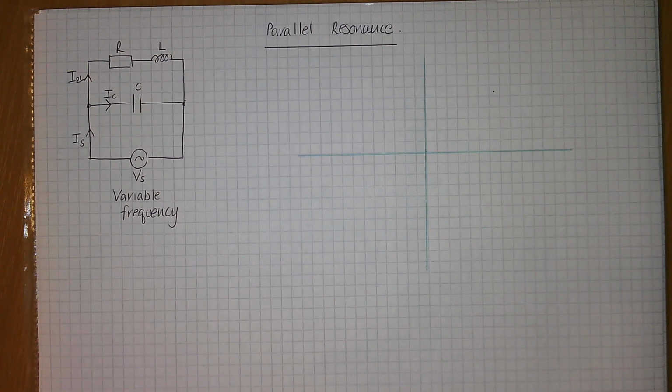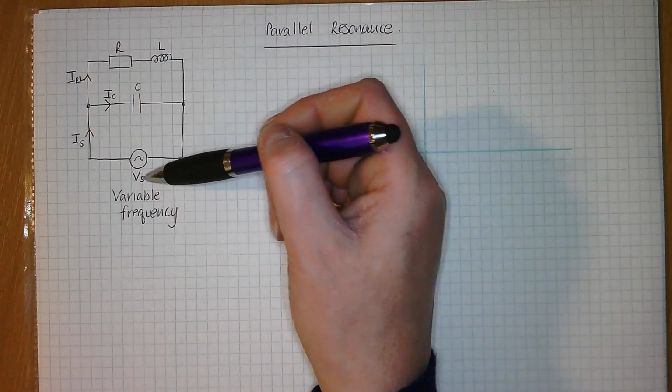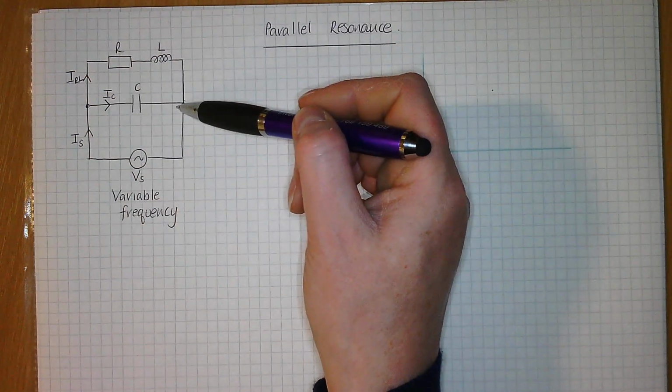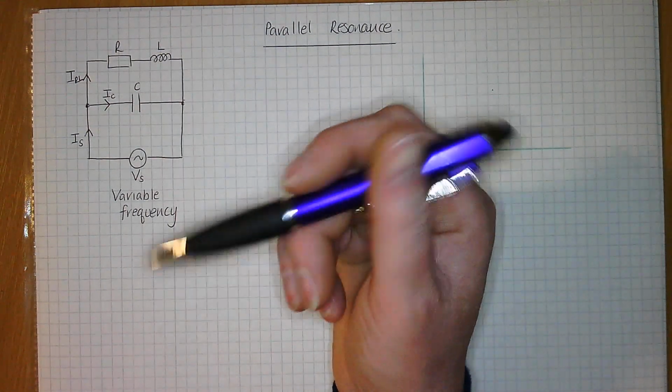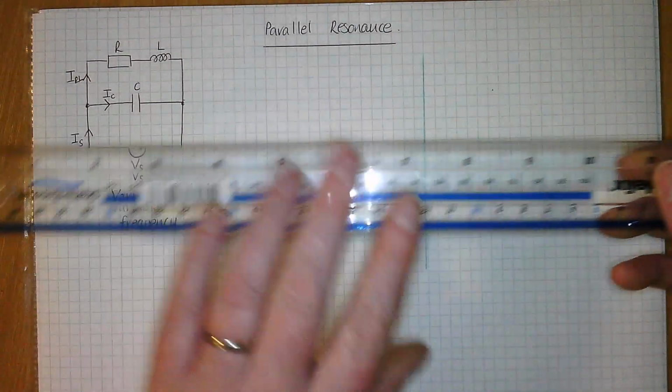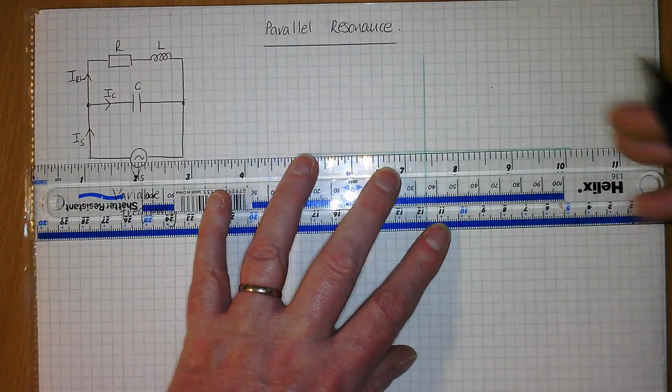So you take VS to be a reference phasor because VS, the voltage, is the same across this branch here with the capacitor in it as across this branch here with the RL in it. So that's your first thing to do, is to take that VS as being your reference.